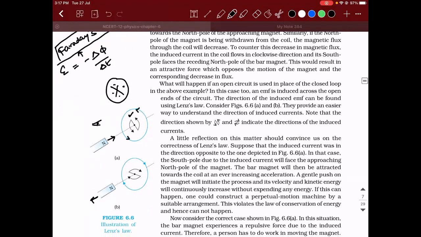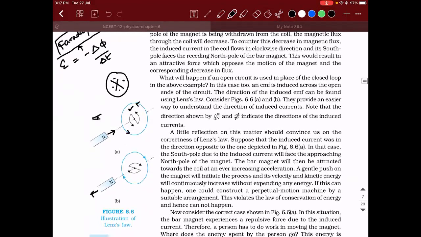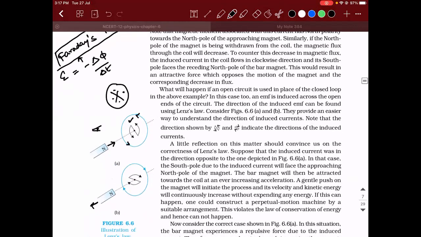Clear? So we will be doing some problems which are based on this concept. Could you repeat the second one? I'm saying the second one is you need to understand the direction of induced EMF on the basis of Lenz law.